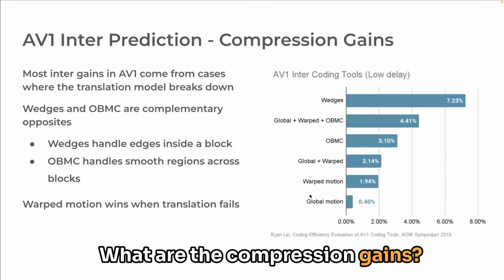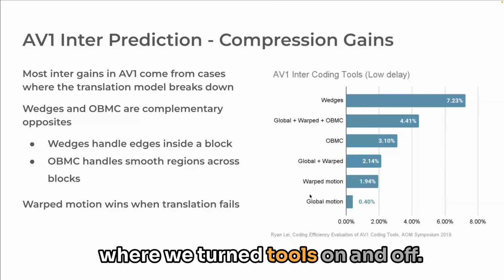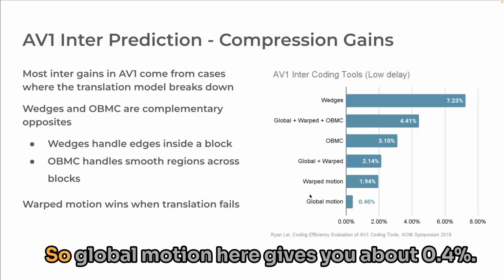What are the compression gains? Again, based on the study we saw where we turn tools on and off, global motion here gives you about 0.40%.